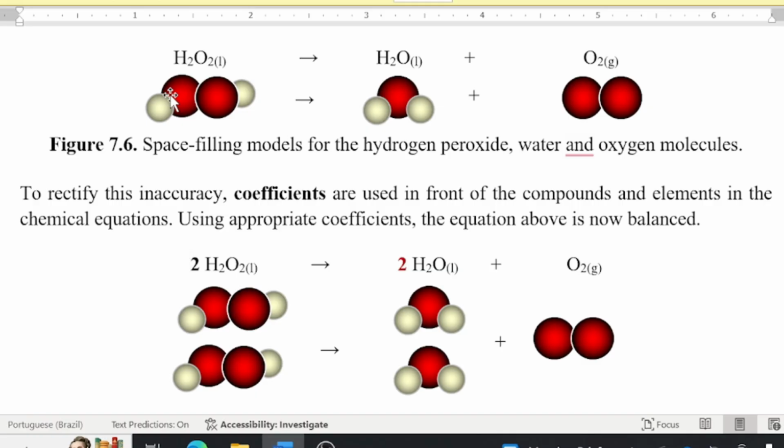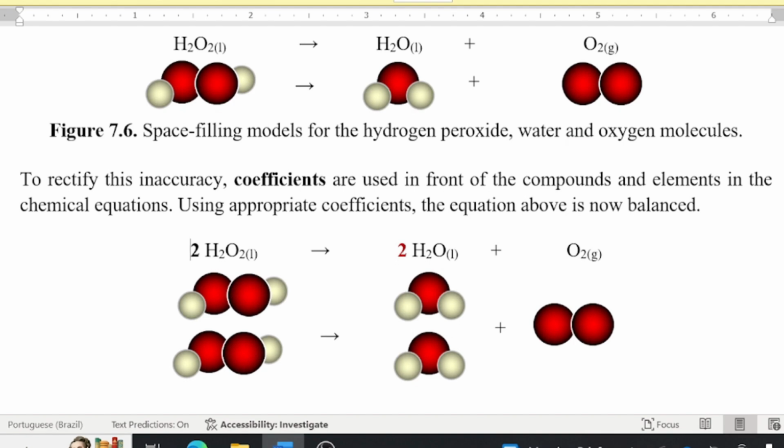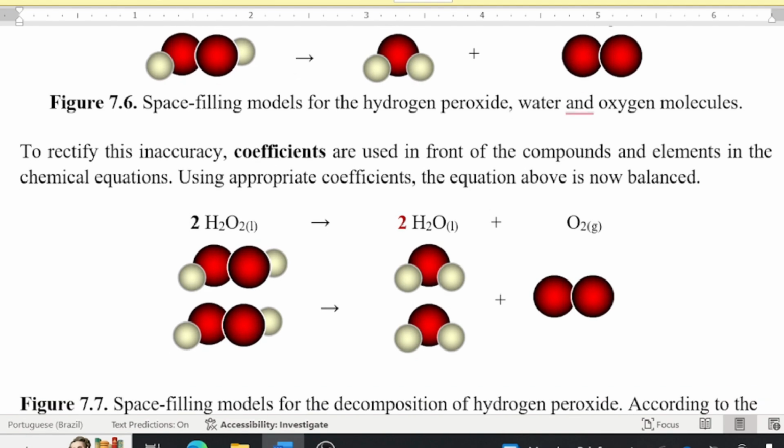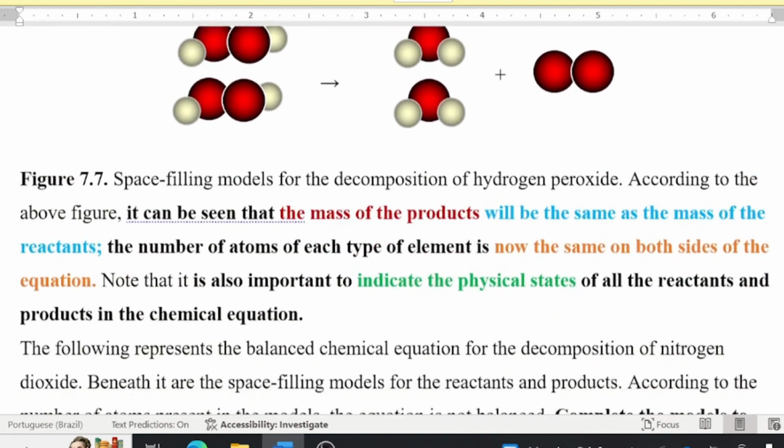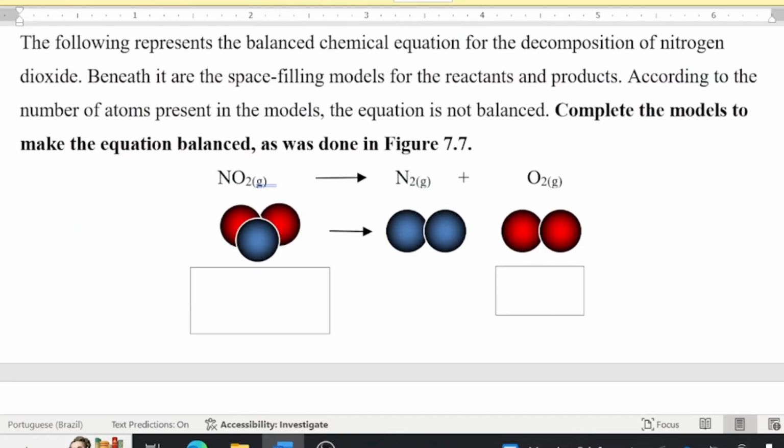And to comply with that law, we have to make sure we use coefficients to balance the equation so the number of atoms on the left hand side is equal to the number of atoms on the right hand side. So how do you think we can do this one here? Oxygen is fine. But look, nitrogen is not, okay? So what do you think we should do? We can probably make another one of these.